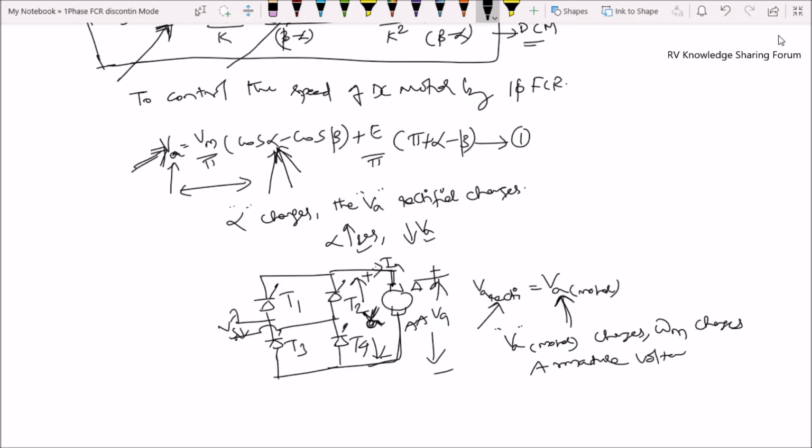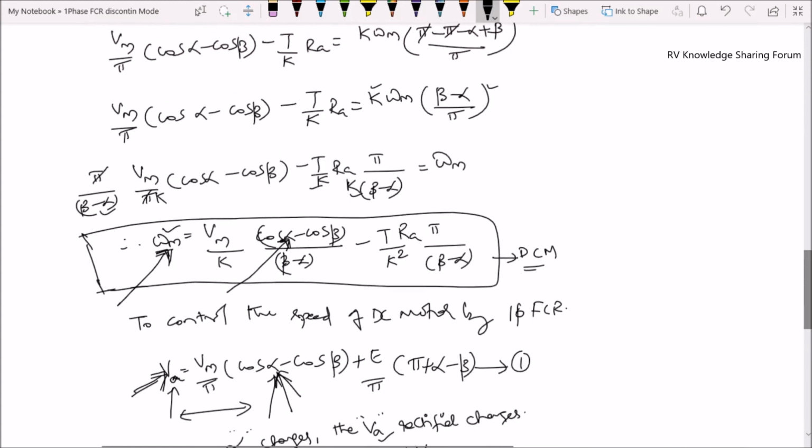So basically there are two types of speed control of a DC motor. One is the field current control method and another one is the armature voltage control method. So here we are using the armature voltage control method. The principle is like this: when the firing angle changes, the average output voltage of the rectifier changes. When the average output voltage of the rectifier changes, the armature voltage of the motor changes. When the armature voltage of the motor changes, the speed changes. So this is how the speed of a DC motor is changed by means of using a single phase fully controlled rectifier.